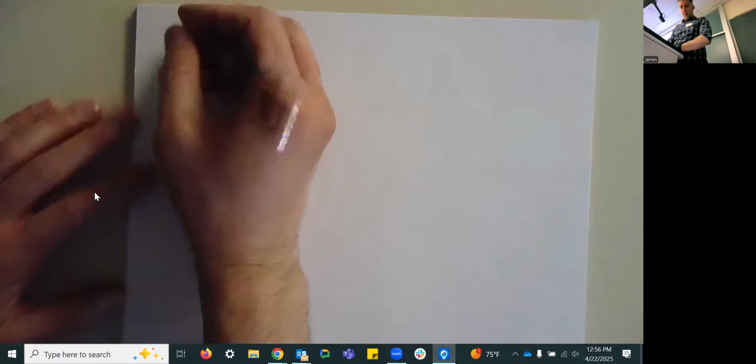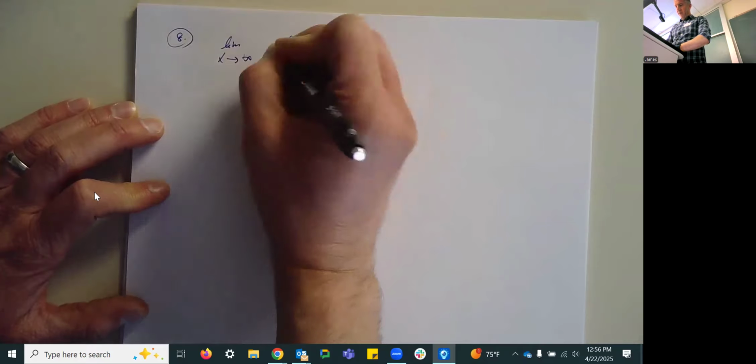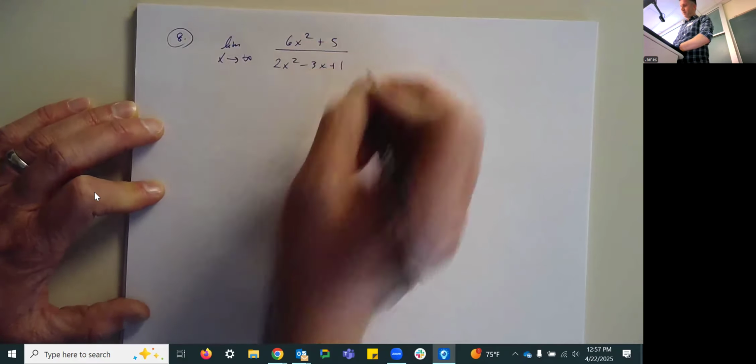So let's look at a few examples here that are similar to many of the homework problems I've been seeing. Let's say we want to find the following: the limit as x approaches infinity of 6x squared plus 5 over 2x squared minus 3x plus 1.